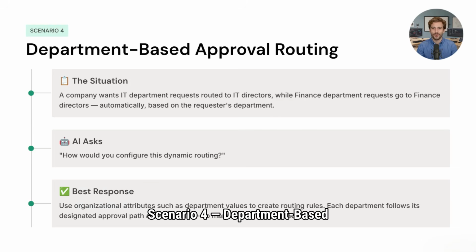Scenario 4. Department-based approval routing situation. A company wants requests from the IT department routed to IT directors, while finance requests go to finance directors. AI stakeholder. Question: how would you configure this? Candidate answer: I would use organizational attributes such as department values and create routing rules based on those attributes. Each department would follow its designated approval path.